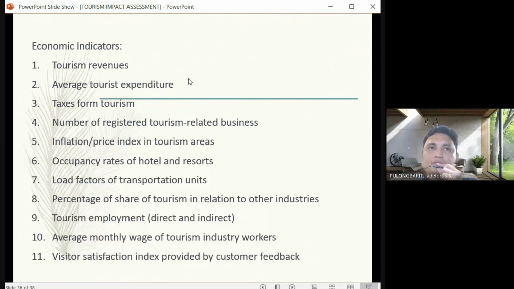So ito pa, under economic indicators po na makakatulong po for assessing the tourism impact, especially the economic indicators which is composed of tourism revenues, average tourist expenditures, taxes from tourists, number of registered tourism-related businesses, inflation price index in tourism areas, occupancy rates of hotels and resort, load factors of transportation units, percentage of share of tourism in relation to other industries, tourism employment, average monthly wage of tourism industry workers, visitation satisfaction index provided by customer feedback.